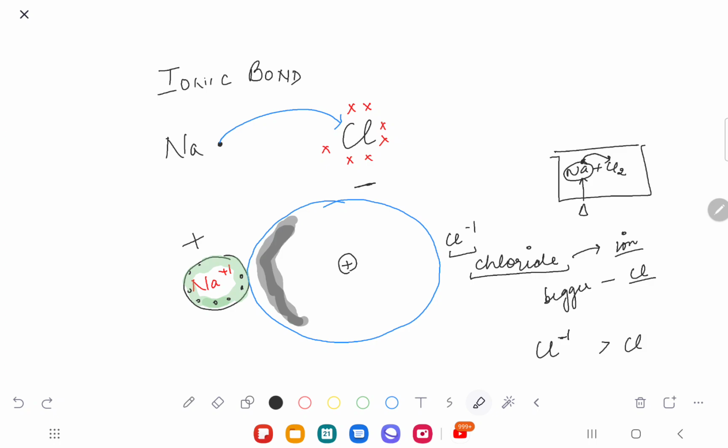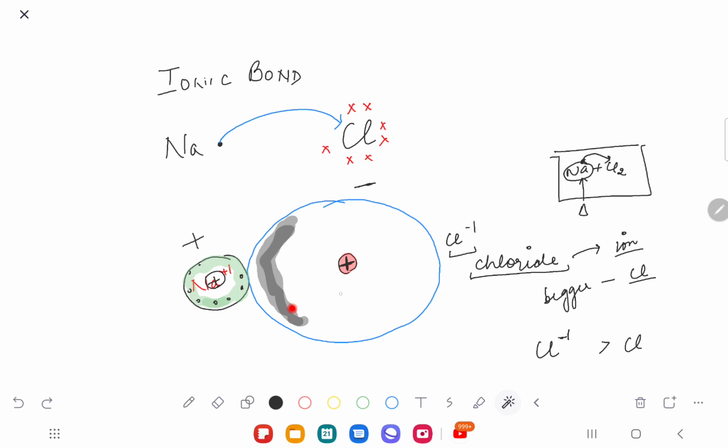And why is that happening? Because the nucleus is unable to hold the electrons tightly. Yes. So you know what is happening? This electron cloud, don't you think that this has come exactly in between the nuclei of sodium and chloride? Isn't it? And the electrons residing just in between the two nuclei, don't you think it is looking like a covalent bond?